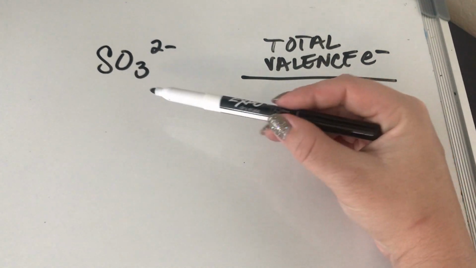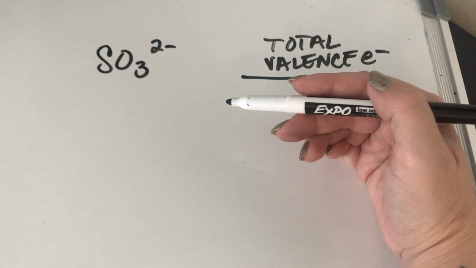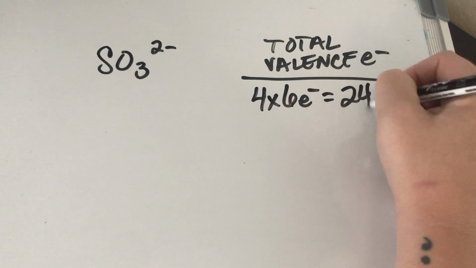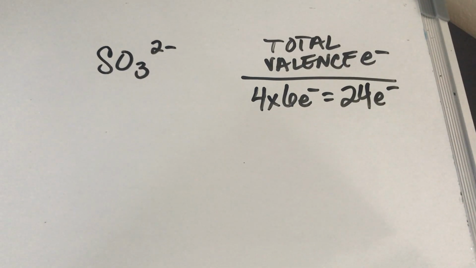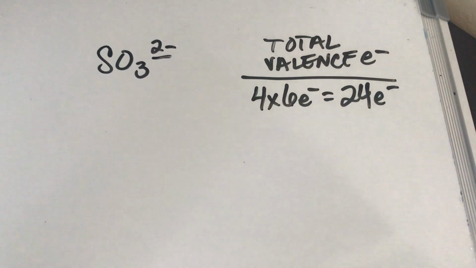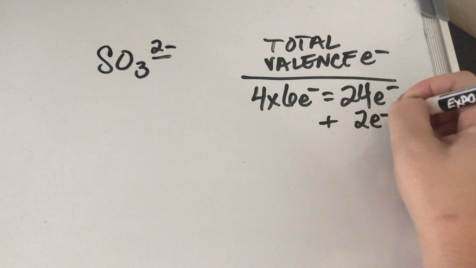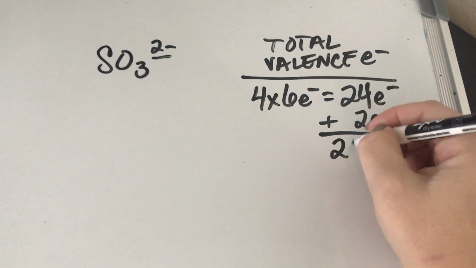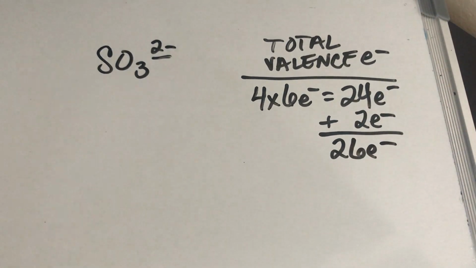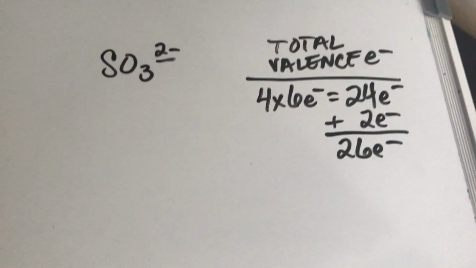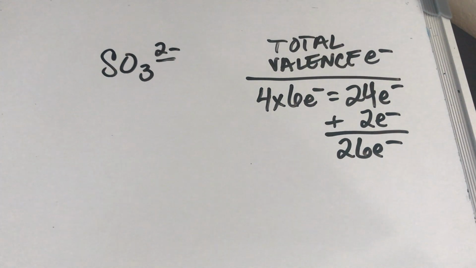6. From oxygen, how many do we have? 6. So we have 4 times 6 electrons, gives us 24 electrons, right? But we have 2 extra charges on the molecule, meaning that we have 2 extra electrons. So we have a total of 26 total valence electrons for this structure. Does that make sense? Yes. Cool.